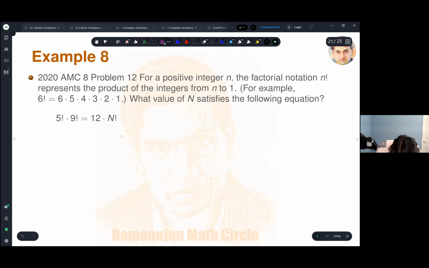So for a positive integer n, the factorial notation n factorial, we learned this when we were doing counting, represents the product of integers from n to 1 or 1 to n, right? For example, 6 factorial is equal to 6 times 5 times 4 times 3 times 2 times 1, which is 720. What value of n satisfies the following equation? So I'll give you some time to think about it and then we can work it out together.